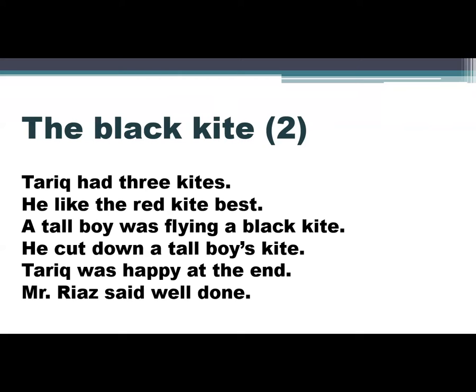Tariq had 3 kites. He liked the red kite best. A tall boy was flying a black kite. He cut down the tall boy's kite. Tariq was happy at the end. Mr. Riaz said, "Well done."